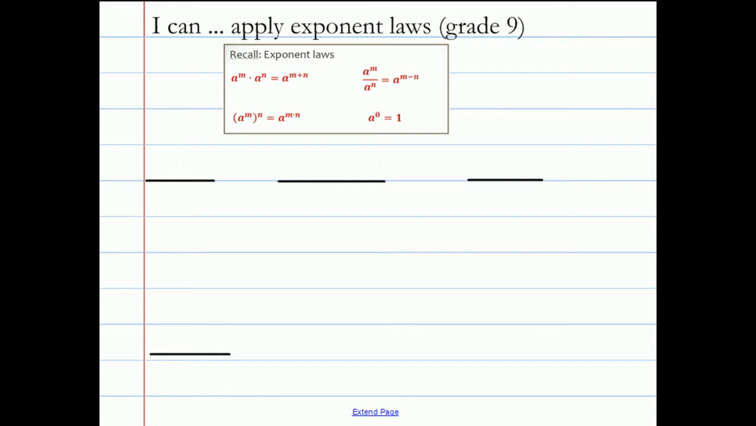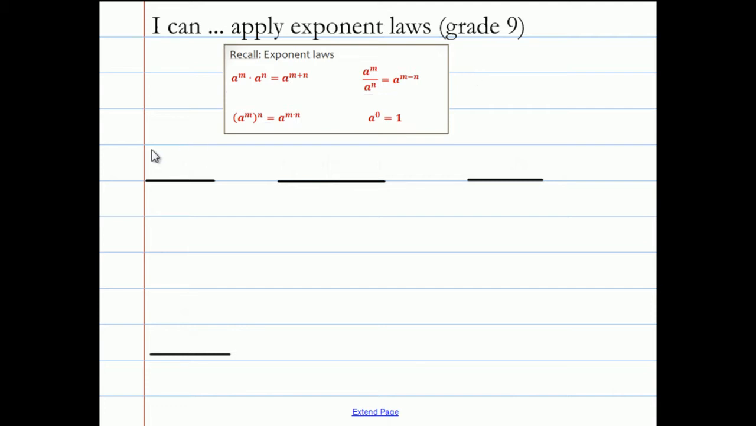You need to be able to apply the exponent laws shown here. If you multiply two things with the same base, you add the exponents. If you divide two things with the same base, you subtract the exponents. If you raise a power to a power, you multiply the exponents together. And anything raised to the power of 0 is just 1.